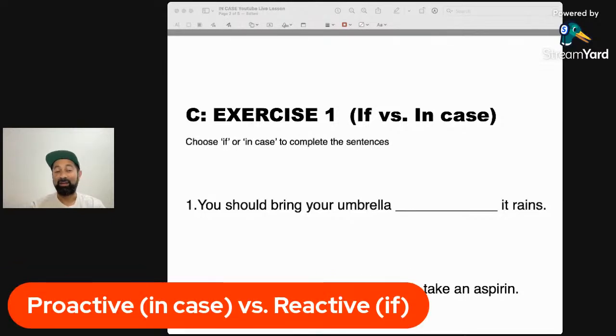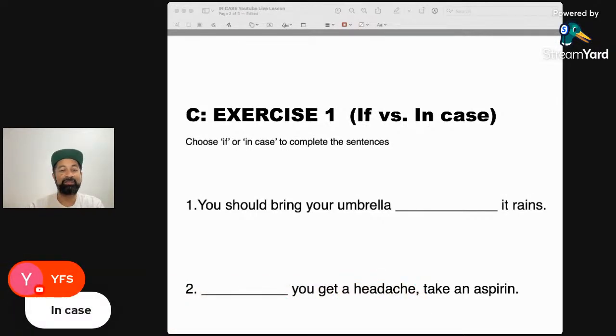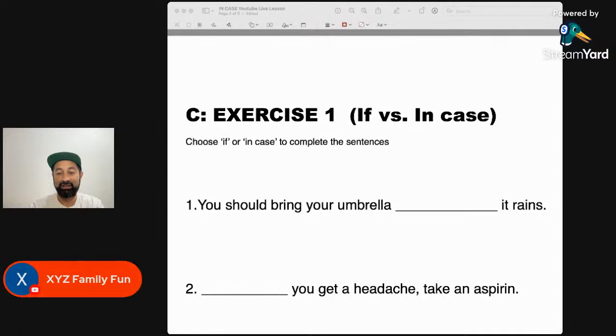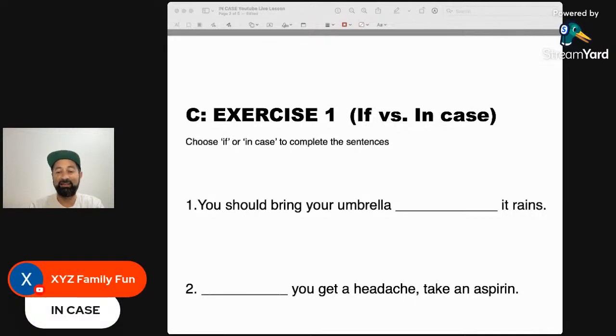Yes, XYZ, yeah. It's amazing once you figure it out. Like, oh, if means I'm reacting. It happens after. And then in case, it doesn't happen yet. You're preparing. It's really interesting. Okay, so number 1, again, you should bring your umbrella something it rains. And YFS, in case it rains. XYZ, in case it rains. Perfect. So you're preparing for rain. It might rain, so you bring the umbrella.